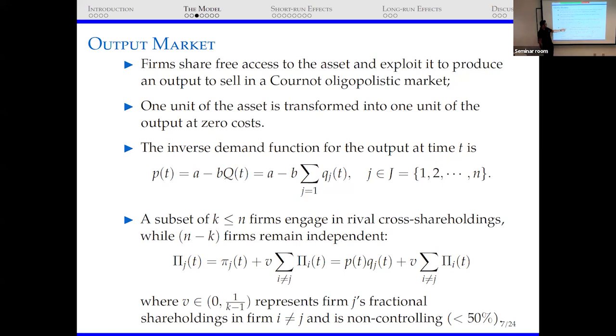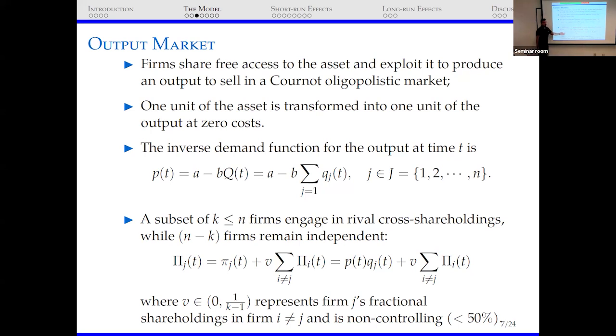Now we have a subset of the players, which is K. That could be everyone, but we prefer that it's not everyone, so we can see what's happening. They engage in cross shareholdings, while the other firms remain independent. So they do whatever they want. We can call them the left out players, for those who are familiar with the characteristic function literature. The left out players will just do as usual.